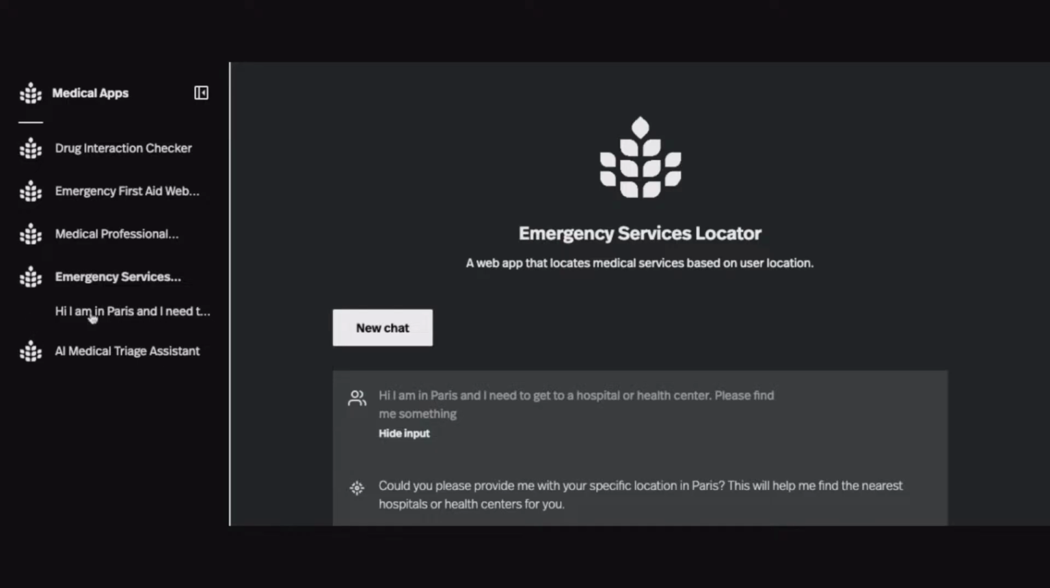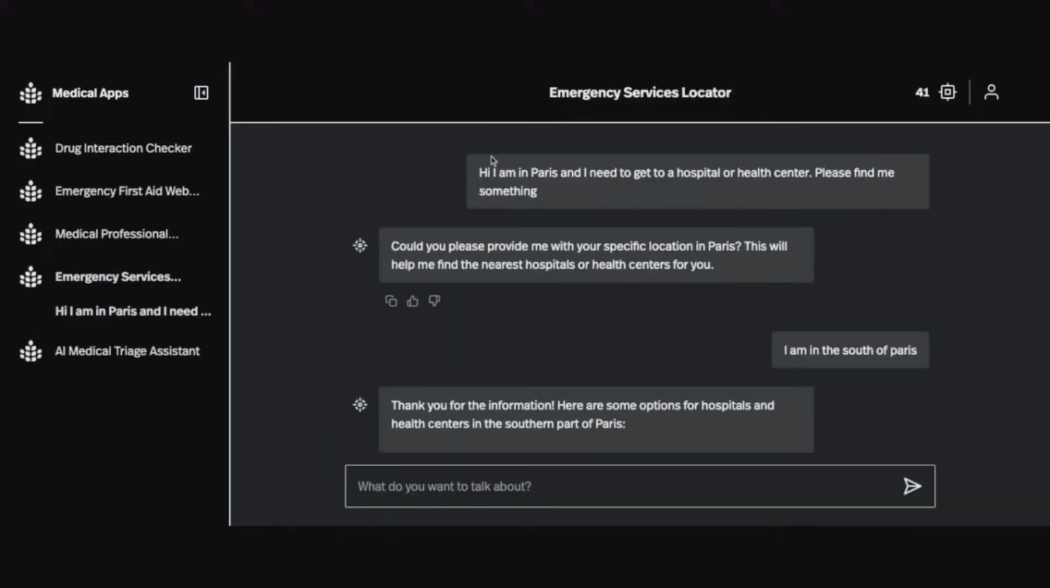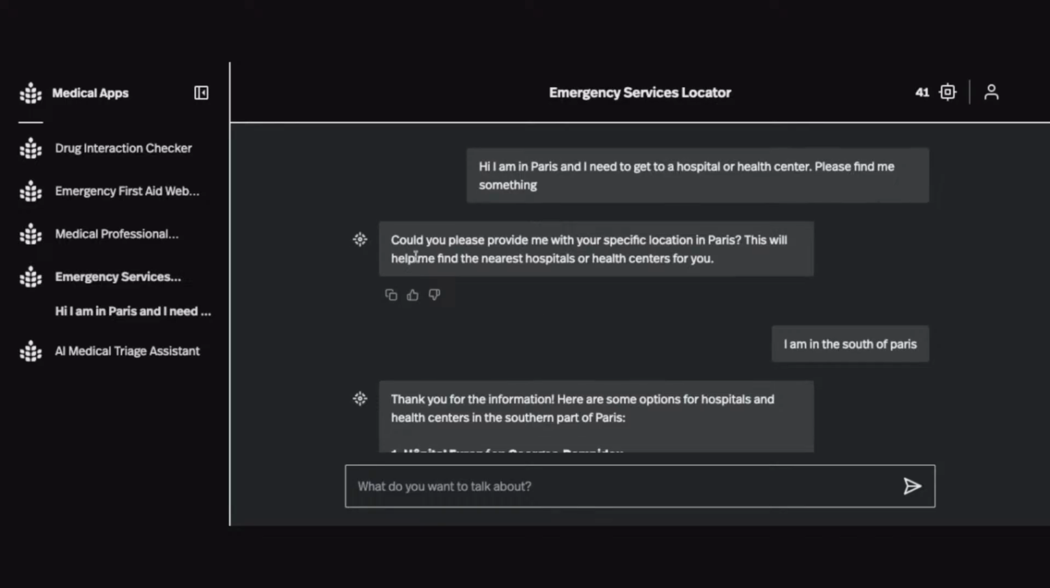And hi, I'm in Paris and I need to get to a hospital or health center. Please help me find something. Could you please provide me with your specific location in Paris? This will help me find the nearest hospitals or health centers for you. I'm in the south of Paris.